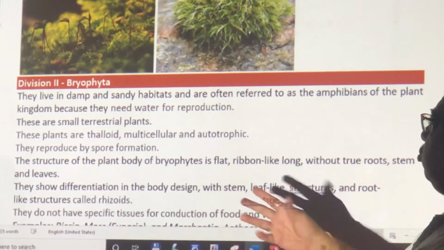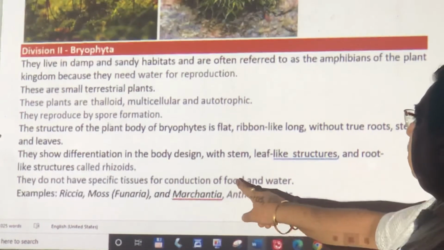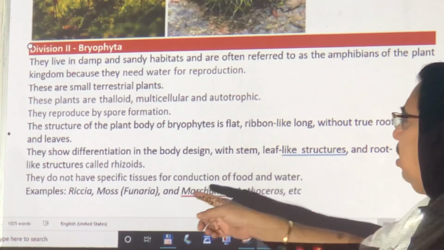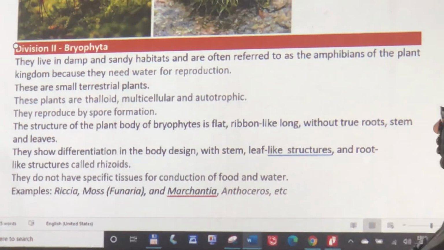And the roots are rhizoids, like threads. Then, they do not have xylem and phloem at all. And examples are Riccia, moss, scientific name Funaria, Marchantia, Anthoceros, etc.